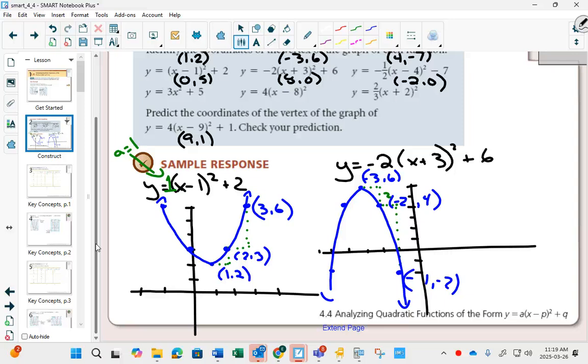Again, I could double check. If I plug in -2, -2 plus 3 is 1. 1 squared is 1, times a -2 would be -2, plus 6. Yes, I get 4. And double check them by plugging them in. But the pattern lets you graph it really quickly. So this standard form of the equation lets us graph it quickly.